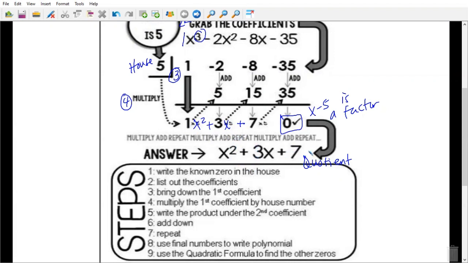And then here at the quotient, if you were solving, you would use the quadratic formula, solve for x. If you needed to factor anymore, meaning that there's something that multiplies to give you 7 but adds to give you 3, then you would go ahead and factor. Otherwise, here's your quotient and you're done.